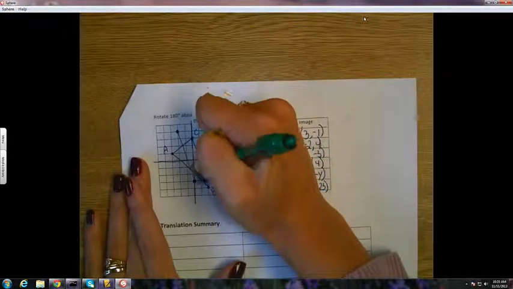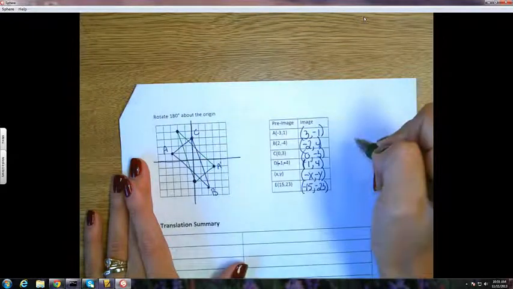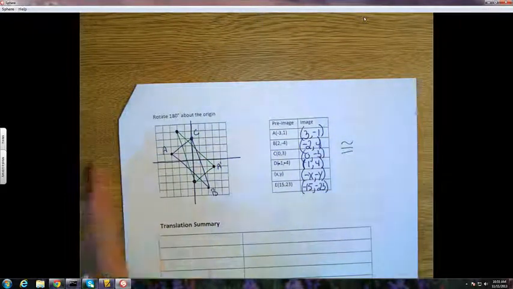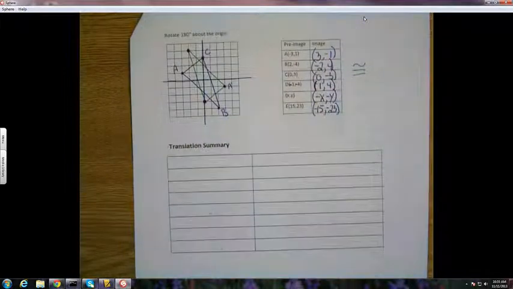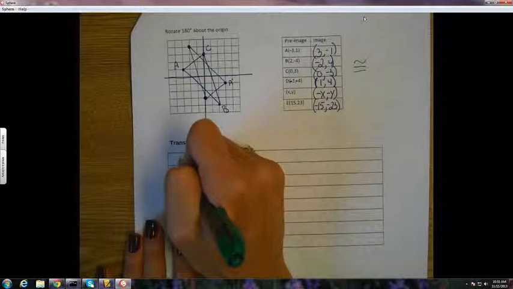How about, do they stay congruent? The two triangles? Yes. Congruent. Alright. Summarize everything we just found in this nice little table. We're going to name the transformation.